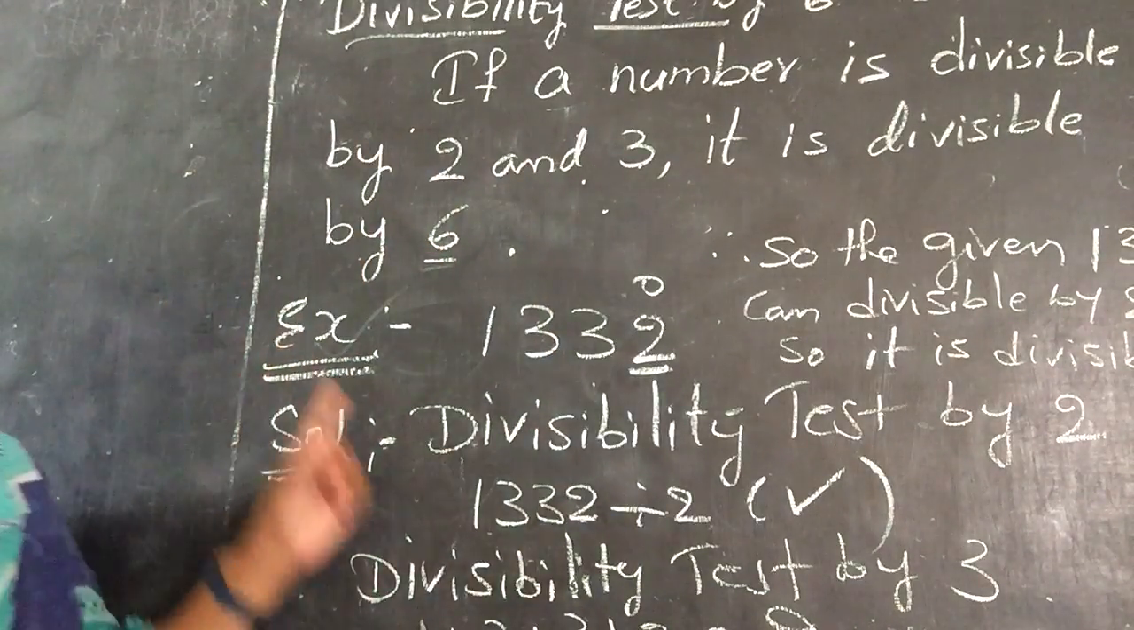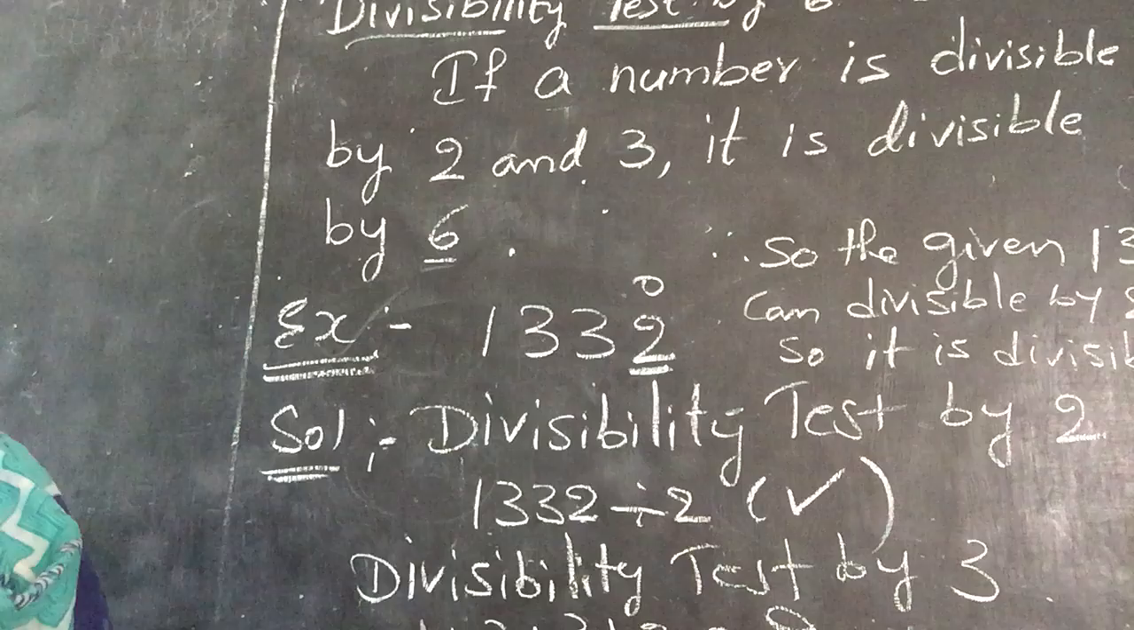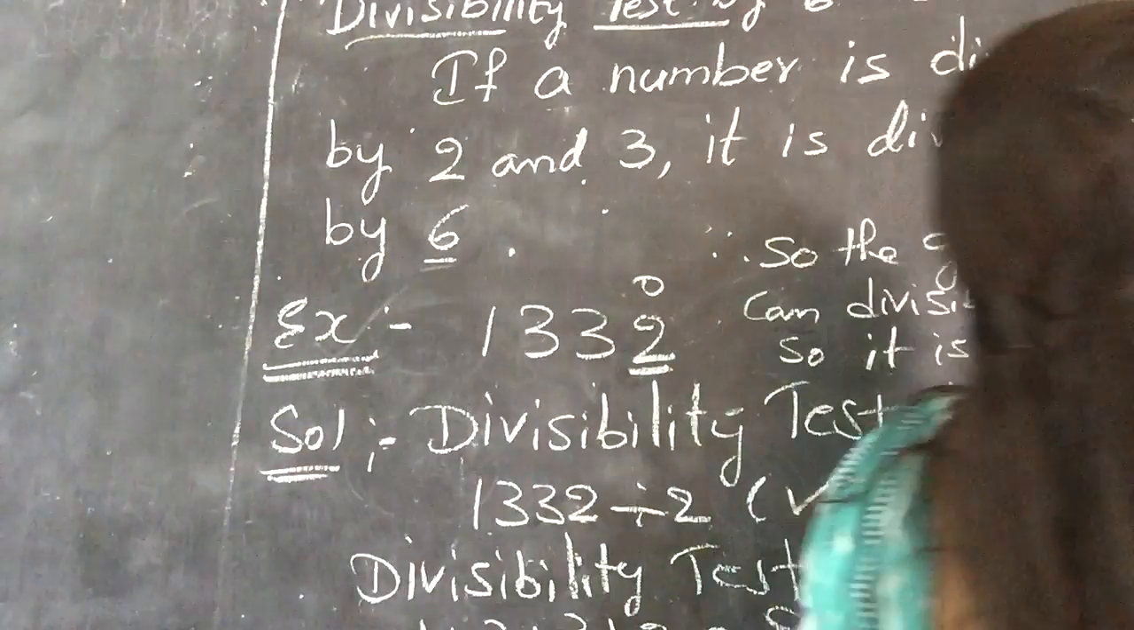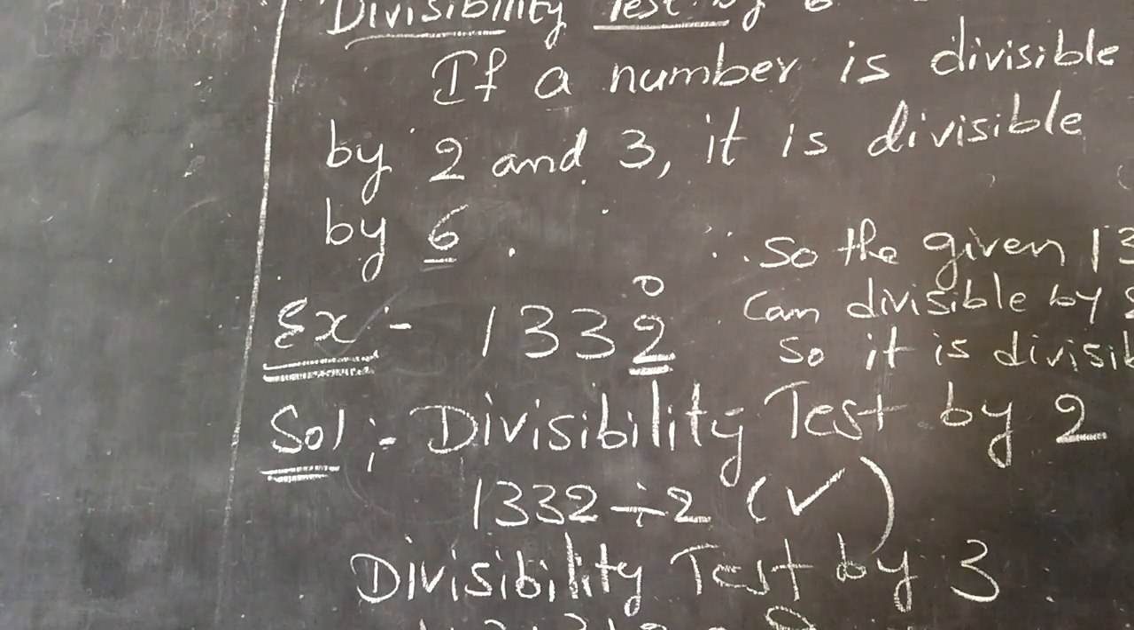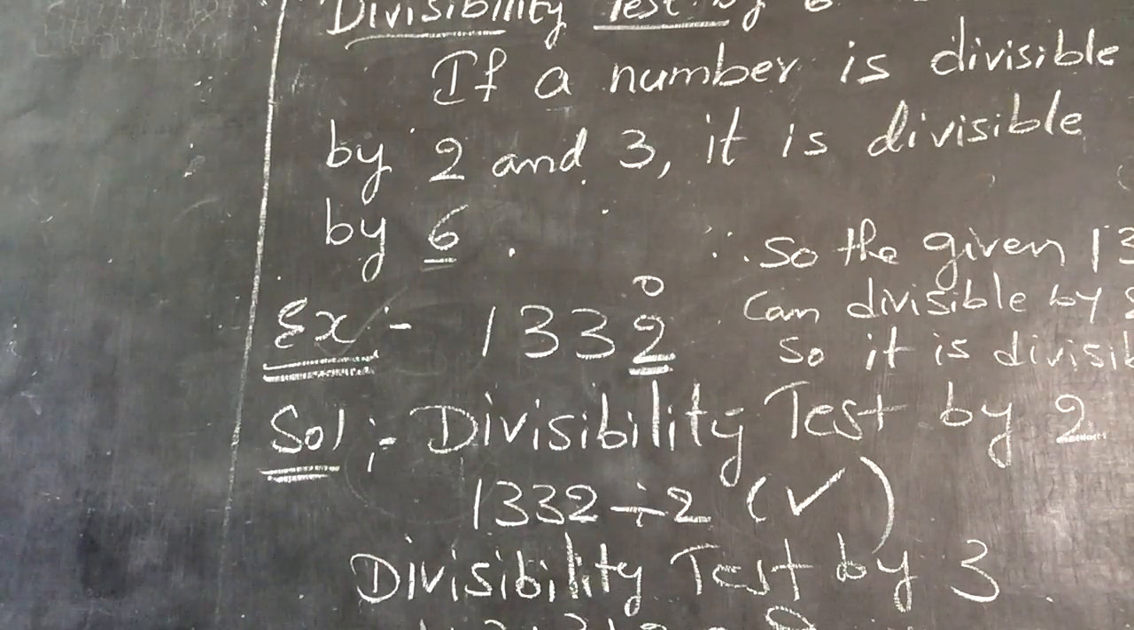Okay, like that, check the remaining sums of sections 5, 6, 7. Write down everyone, copy it neatly, the rule for the divisibility test by 6. Next.